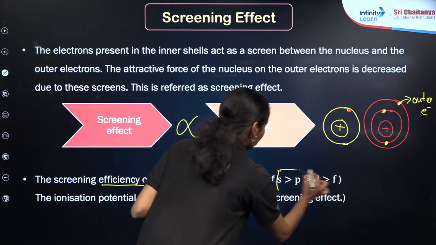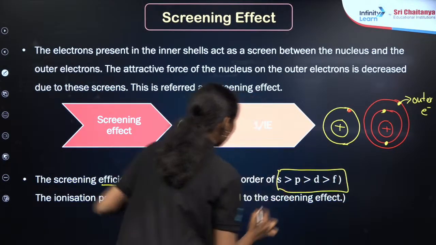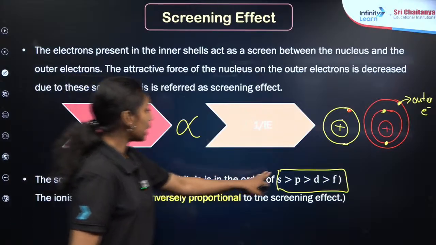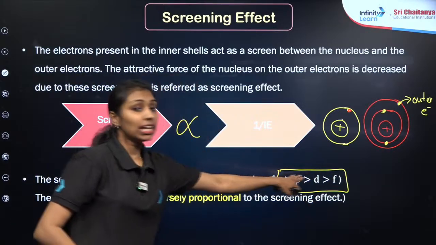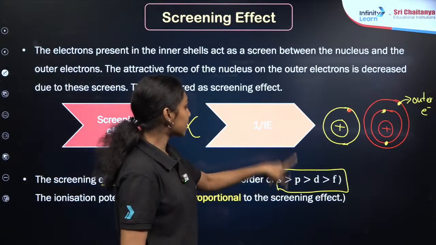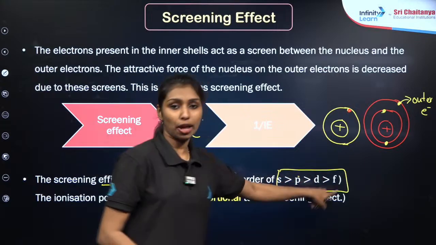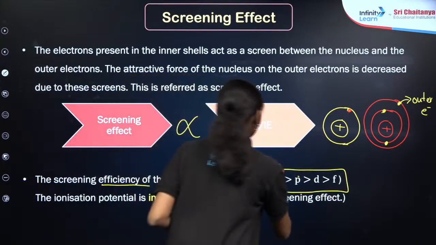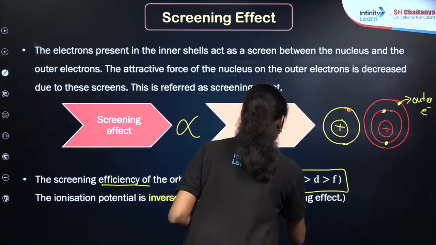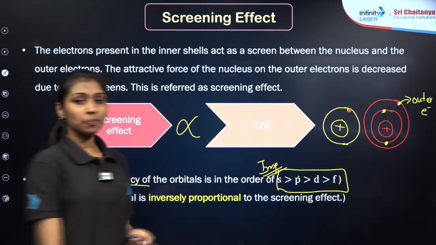And you have to remember this point: according to the orbital, there will be a screening effect order. If you take the s, p, d and f orbitals, the order is like this: s has more screening than p, than d, than f. This is important. Clear?